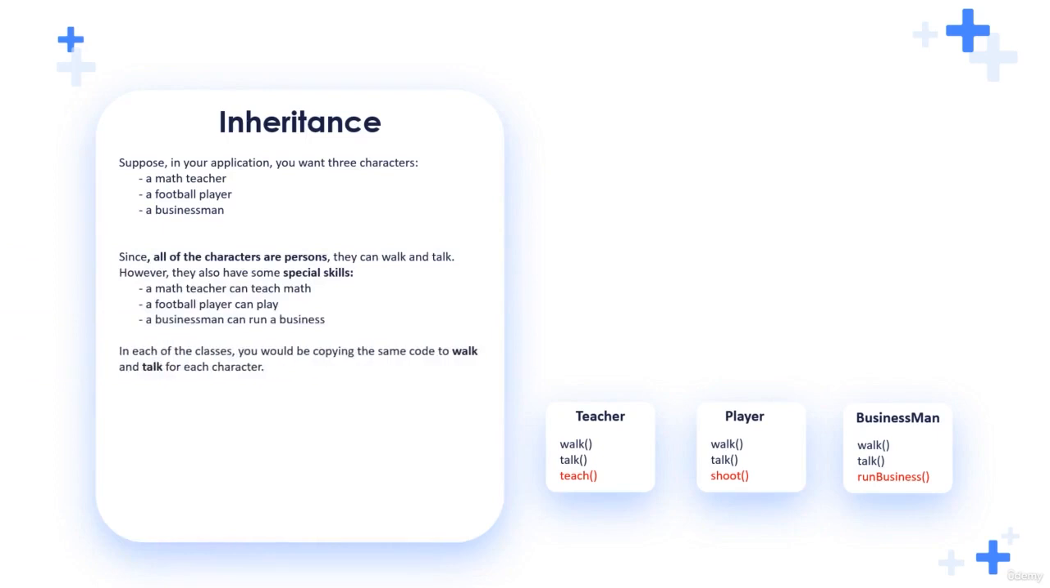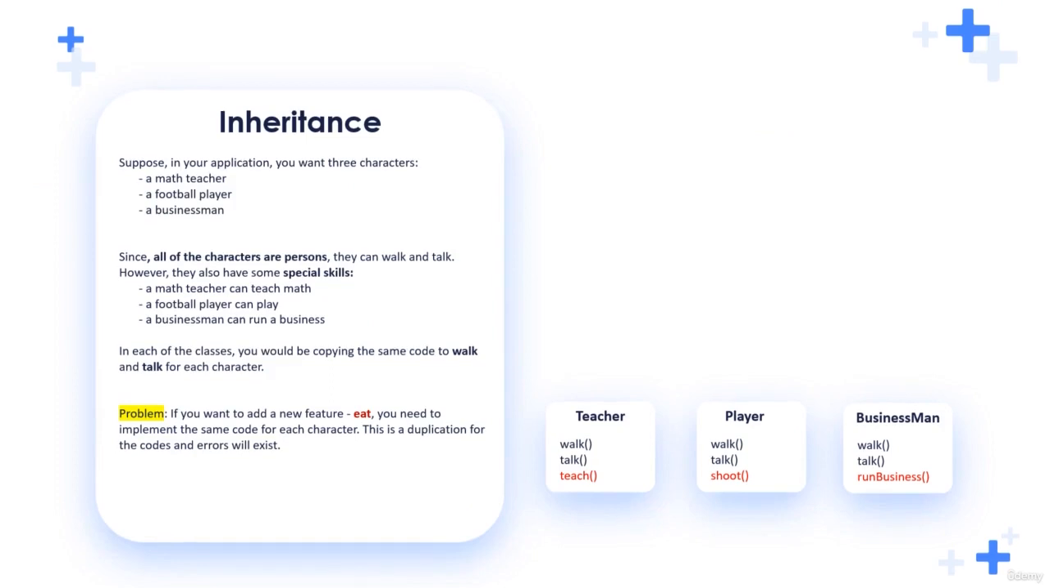In each of the classes, you would be copying the same code to walk and talk for each character. Problem. So what is the problem? If you want to add a new feature, eat, you need to implement the same code for each character. This is duplication of code and the errors will exist. So the inheritance is the key. It would be a lot easier if we had a person class with basic features like talk, walk, eat, sleep, and add special skills to those features as per our characters. This is done using inheritance.